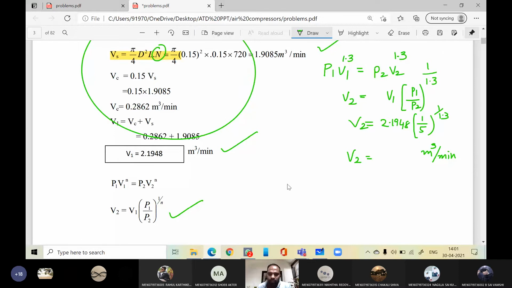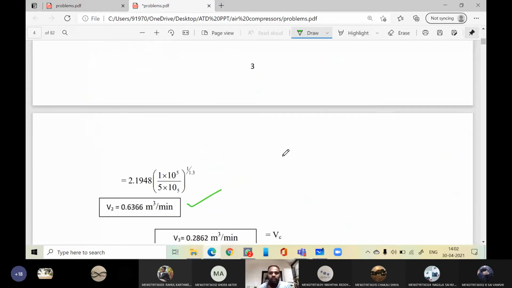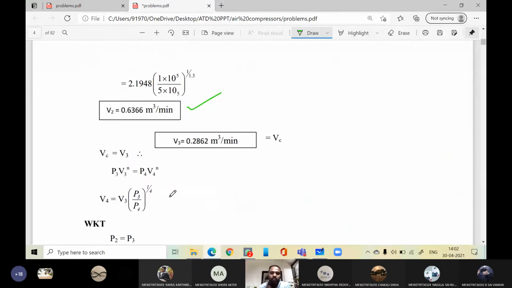And next will be V3. So V3 is nothing but VC only. That is VC is equal to 15 by 100 into VS. V3 is equal to VC, that is 15% of VS. Like that we can calculate V3. Again V4 can be calculated with the normal formula only, like how we calculated V2. So now we calculated V1, V2, V3 and V4. Any doubt in calculating volumes? Please respond.